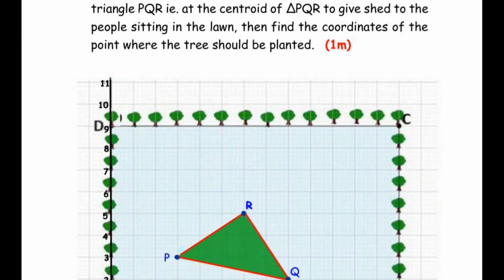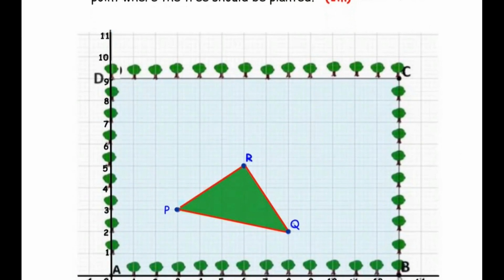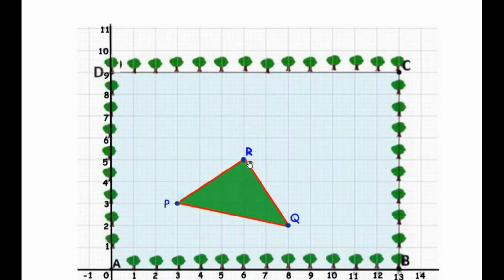Now here in this question we have to find out the centroid of the triangle PQR. Now centroid is a point inside the triangle where all the three medians meet or intersect each other. So for example, if I draw a median from point R to the midpoint of PQ, it is the first median. Similarly, I'll draw a median from P and Q. So the point where all the three medians meet is called the centroid.